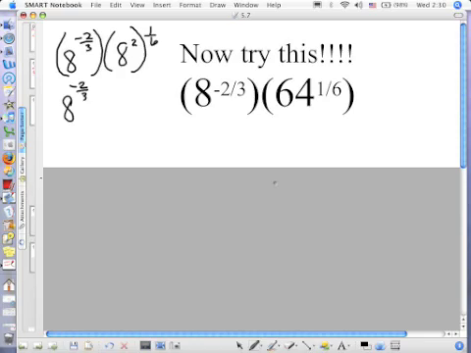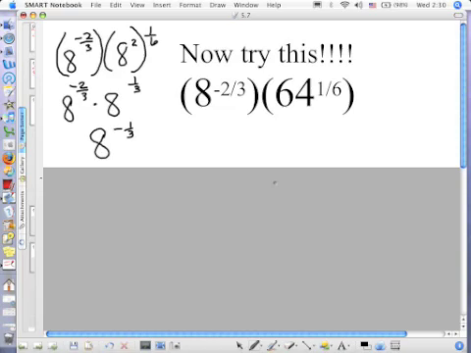How do you raise a power to a power? You multiply exponents. What's 2 times 1/6? 1/3. Now I am multiplying 2 bases. What do I do with the exponents? Add them. So it'd be 8 to the 1/3 minus 2/3, so it's negative 1/3. I got it right.